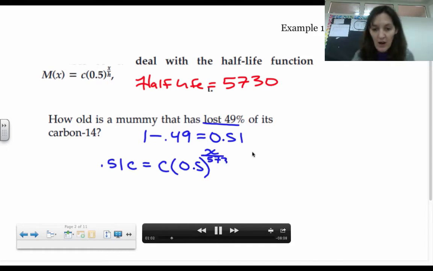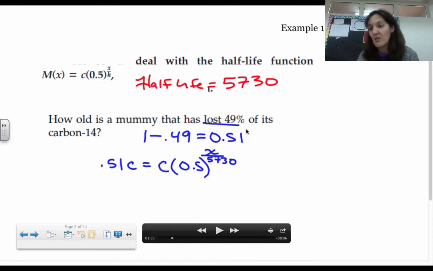Okay, now this is where I can tell some of you probably would get confused, so I need to pause for a moment and talk about this. The C does not matter, okay? Especially when we're dealing with half-life. We don't know what we started with. That's the whole point. When you deal with this in a scientific way, you have no idea how much carbon you started with. You're trying to figure out how old this thing is, but you don't know how much it started with. But that's okay, because we know that it's lost 49%.